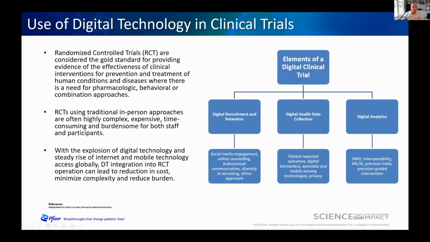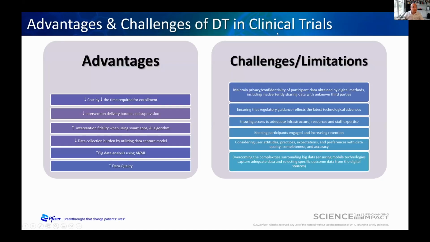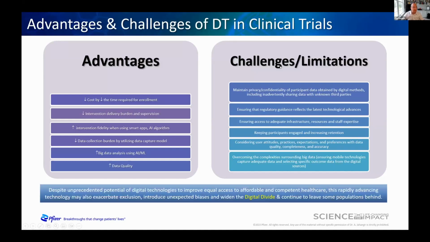And here are some of the areas where we can actually insert digital technology. It could become very effective in recruitment and retention. It can work in digital health data collection and data analytics. And the reason why I actually talk about digital clinical trials is because of a lot of the challenges that we have. And I think we're running a little bit out of time, so I'm going to accelerate through these slides here.